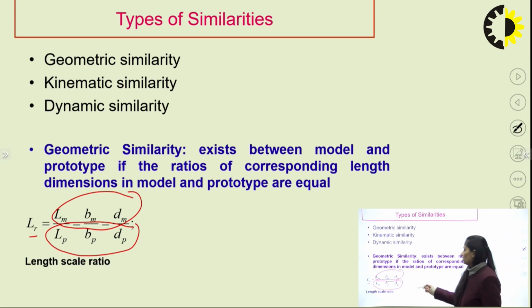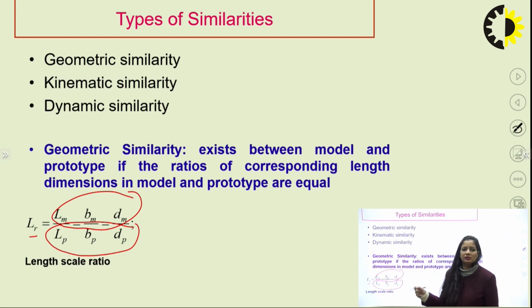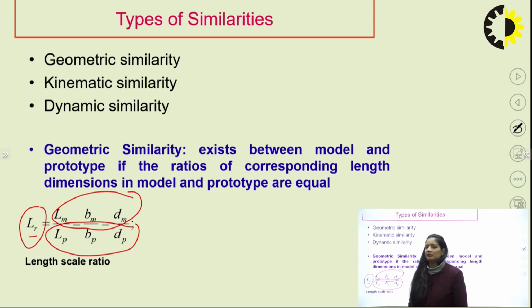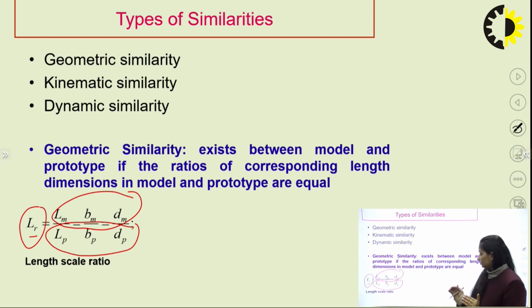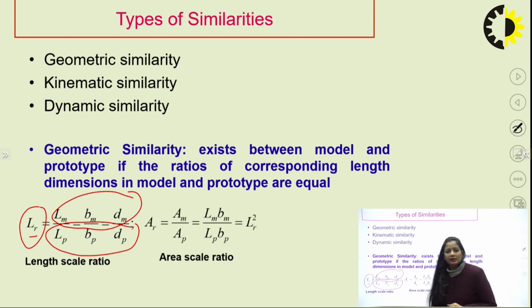So the ratios of all these particular dimensions in a similar manner should be equal, and should be equal to the particular length scale ratio. If this kind of similarity exists between model and prototype, we will say that geometric similarity exists. Okay. So this was length scale ratio.